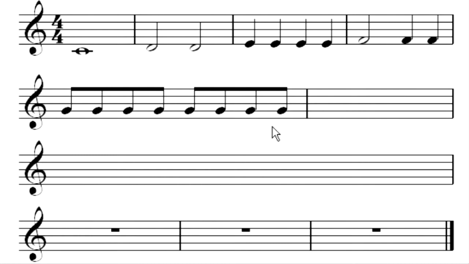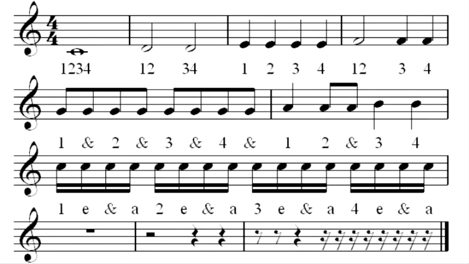Let's listen to it. 1 and 2 and 3 and 4 and. So you see that, 1 and 2 and 3 and 4, and we just moved our pulse a little faster, but we still had 4 beats. And we could keep going notating this way.